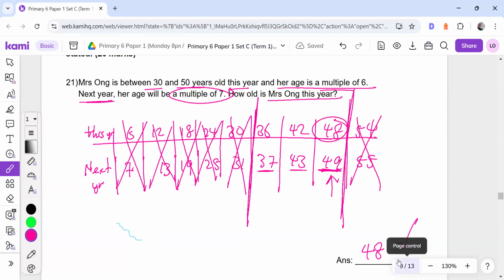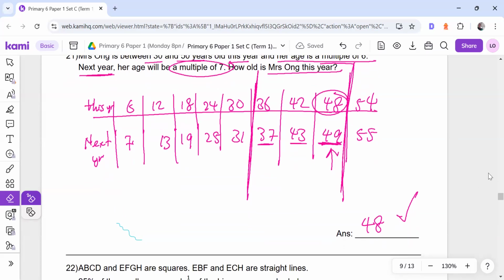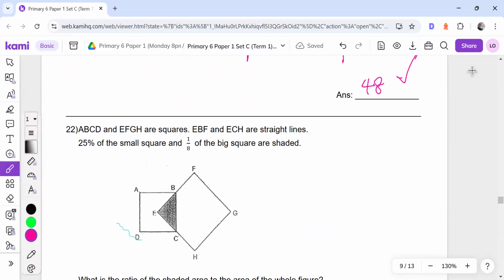All right, so when you have multiples, this is what you do. When you have multiples, you have to create a table, and you do this. Create a table, right? And then you can find the number that you want. Okay, got it? All right. Let's go to question 22.